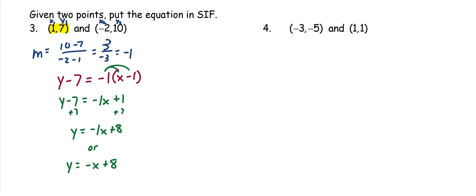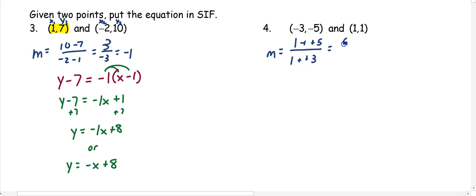Number 4, I need to find my slope first. So when I find my slope, I have 1 minus negative 5 over 1 minus negative 3. So 2 negatives make a plus, so we have 6 over 4, which reduces to 3 over 2. So now that I have the slope of 3 over 2, I'm going to pick one of my points to use. So I'm going to use the point on the left again.